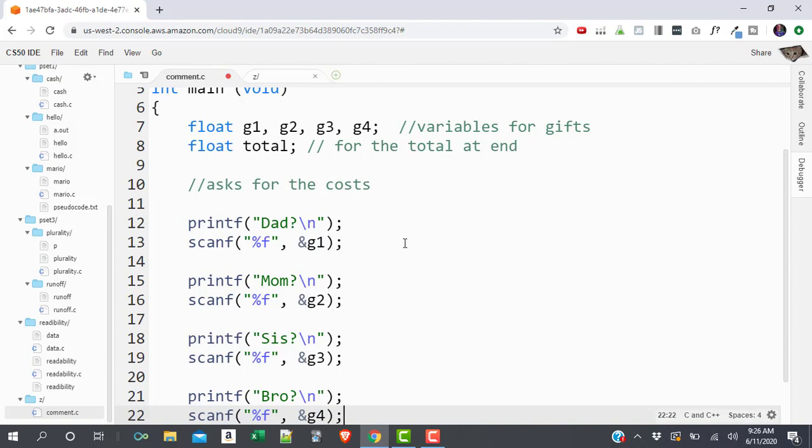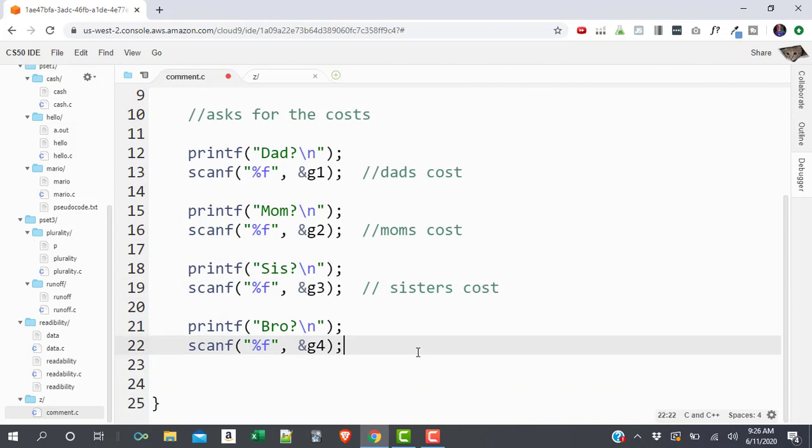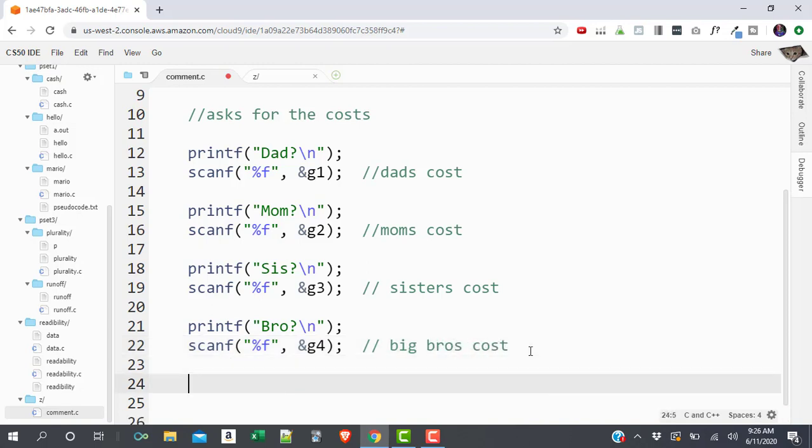So I'll write a few comments about what this is right there. We'll say dad's cost. We'll say mom's cost. We'll say sister's cost. And for the last one, you guessed it, big bro's cost. Alright, we got that out of the way.